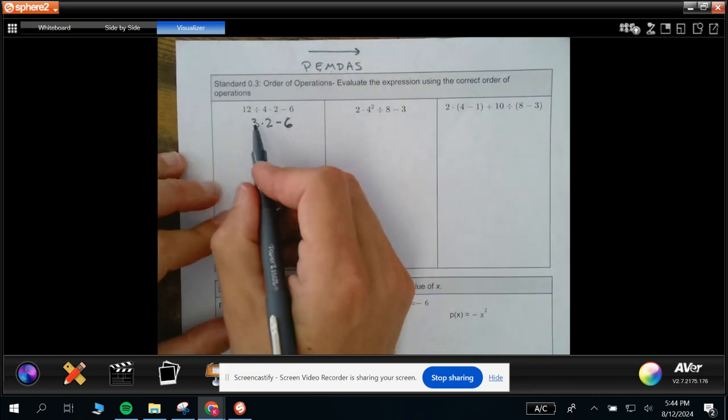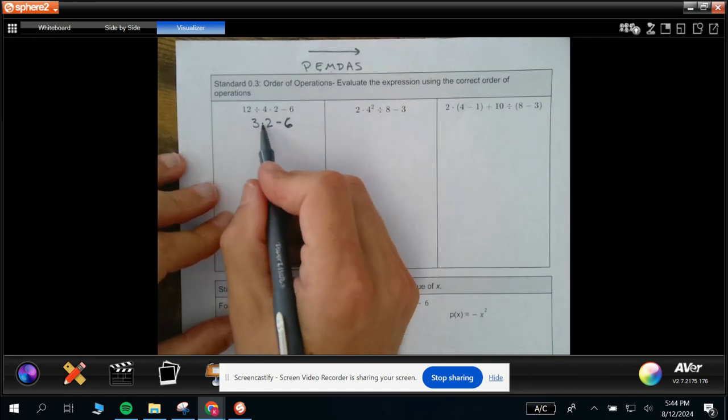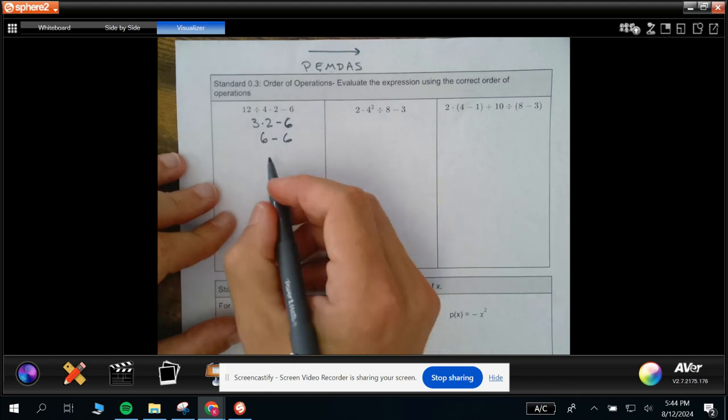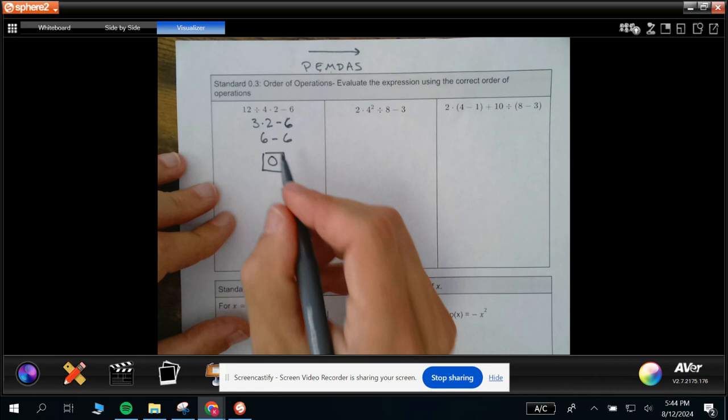Next, I see 3 times 2 minus 6. I see multiplication. We do that before subtraction. So I see 6 minus 6. 6 minus 6 works out to be 0.